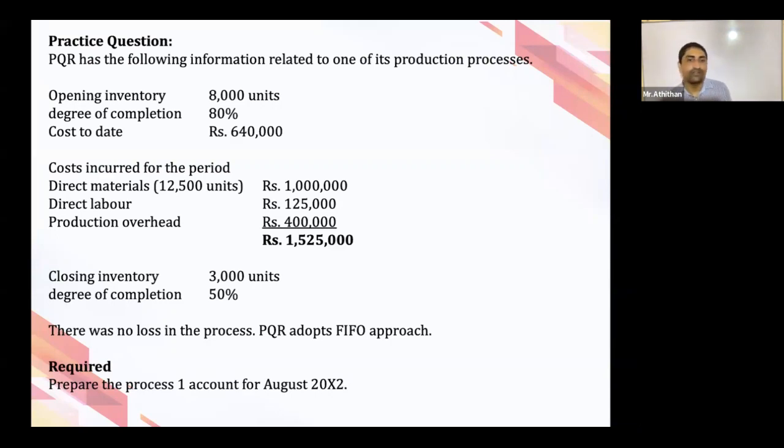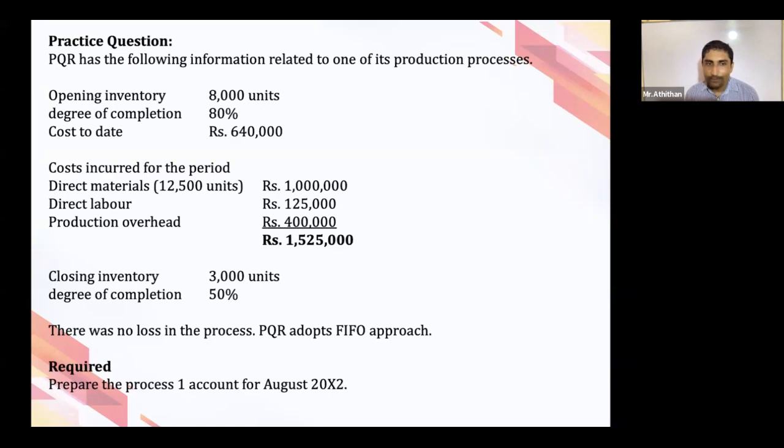Right. Closing inventory is 3,000 units. Degree of completion is 50%. There was no loss in the process. PQR adopts the FIFO approach. So here we ignore normal loss and abnormal loss.